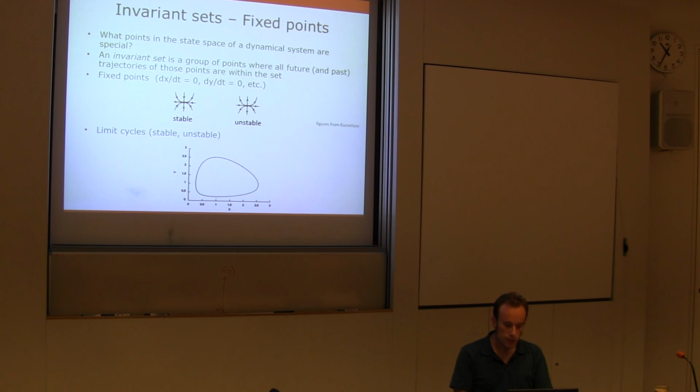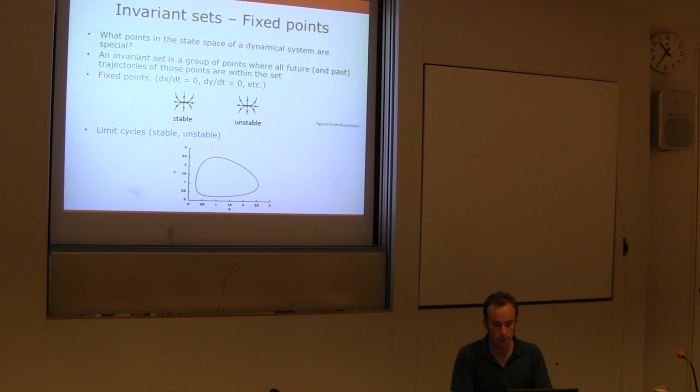There are two types of invariant sets that we'll pay attention to today. The first one is fixed points. This is a pretty obvious type of invariant set. If you start at the fixed point and then run your system into the future, then you will stay at the fixed point.